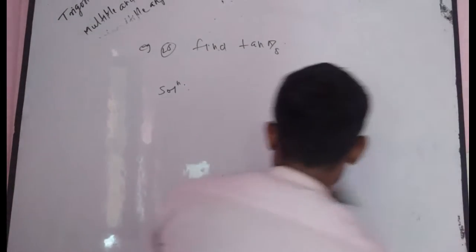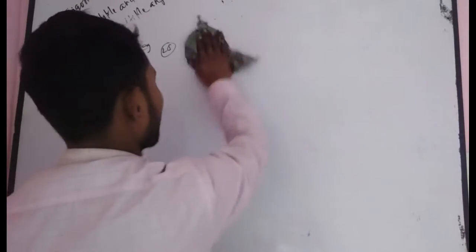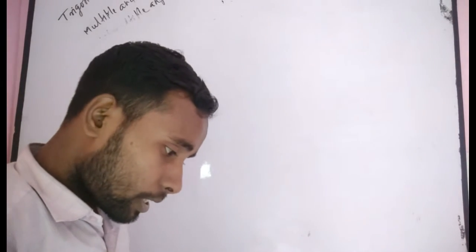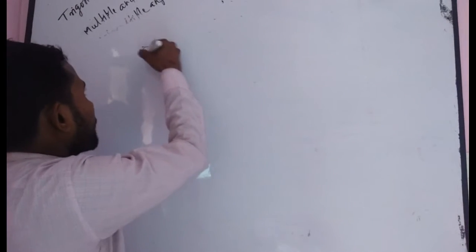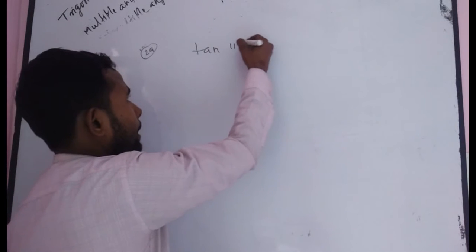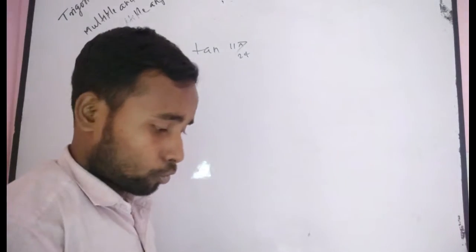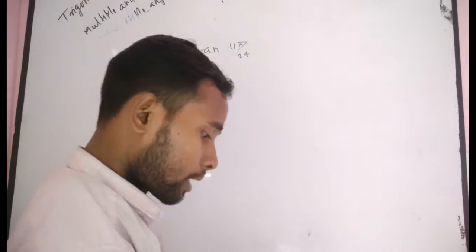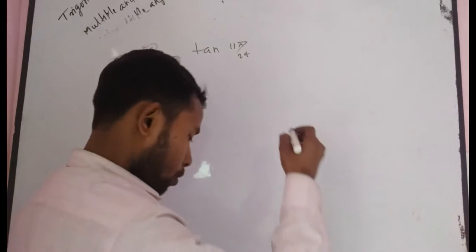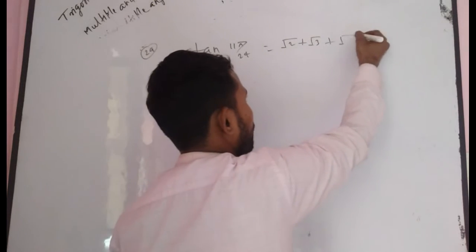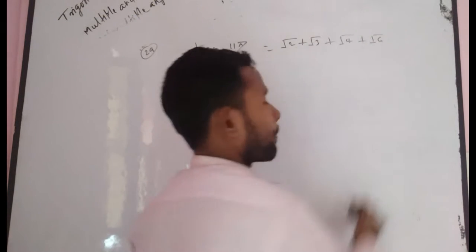Now I want to take another problem for you. Again, example 29. I think this is a good problem for you. In 29, they asked you to prove that tan 11 pi by 24 is equal to root 2 plus root 3 plus root 4 plus root 6. You have to prove it.